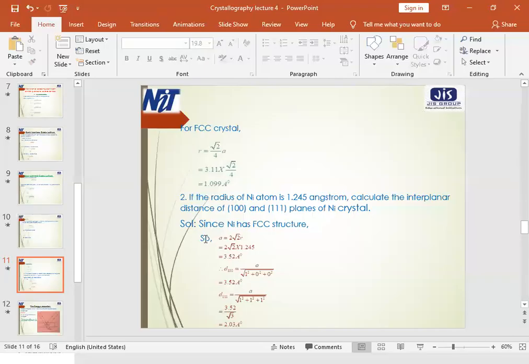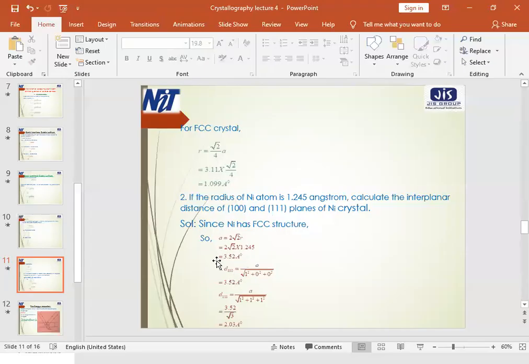Since Ni has FCC structure, we'll use the formula of the FCC structure. In the FCC structure, we have seen that r is equal to a by 2 root 2. So from that, a will be equal to 2 root 2 into r. Now r is already given, 1.245 angstrom. So we put that, and we will be able to find out the value of a as 3.52 angstrom.